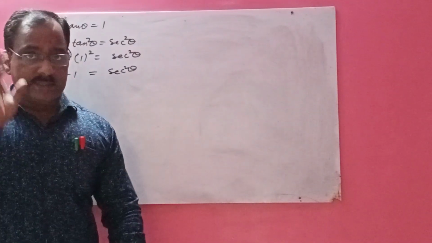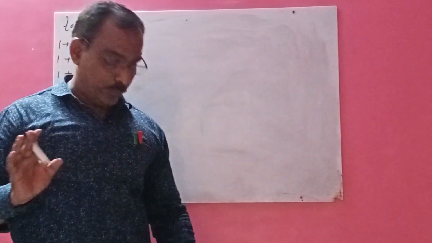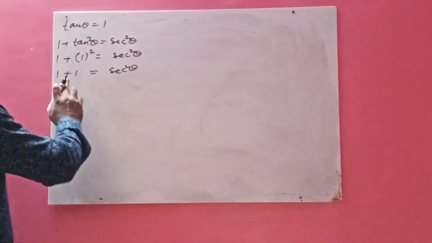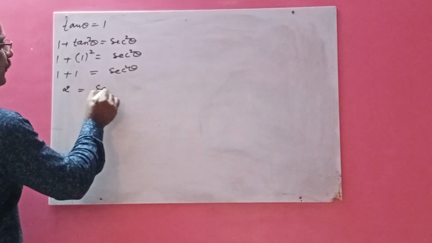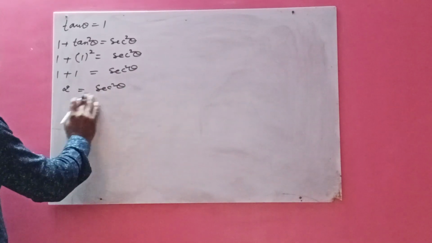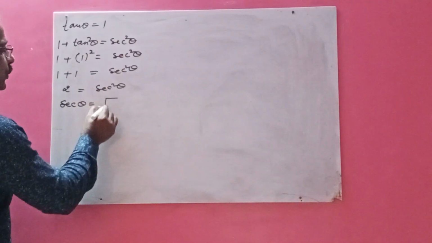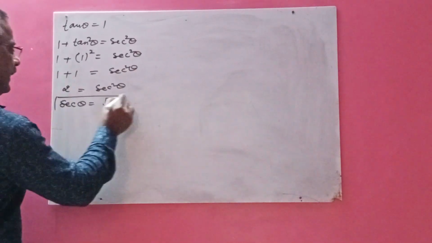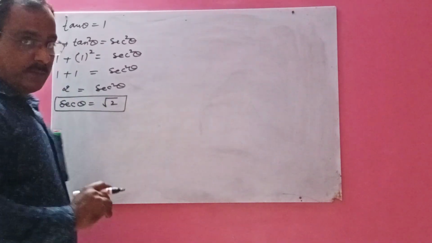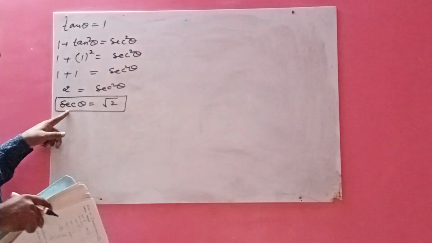Simple, children. Just learn the trigonometric identities formula. It's very helpful for you. So 1 square is 1. 1 plus 1 is 2. It is sec square theta. Then taking root on both sides, you will get sec theta as root 2. This is the first one, sec theta. Then also what we need, cos theta. Reciprocal of this is cos theta.